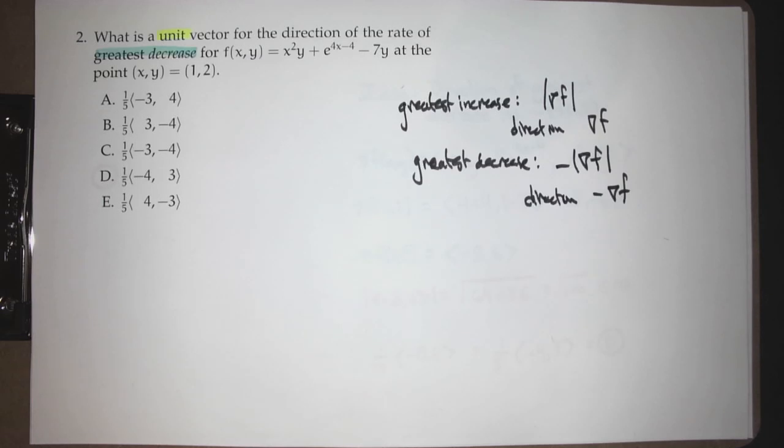It's not just a vector, it's a unit vector. Unit vector means length 1. We get to a unit vector by dividing by the magnitude. If you see a unit vector, you can rule out anything that's not a unit vector, but I'm not that nice. These are all unit vectors, but just make sure. All right, so we have a plan. Find the gradient, take the negative of it, make it a unit vector. So what's the answer? A, B, C, D, or E?